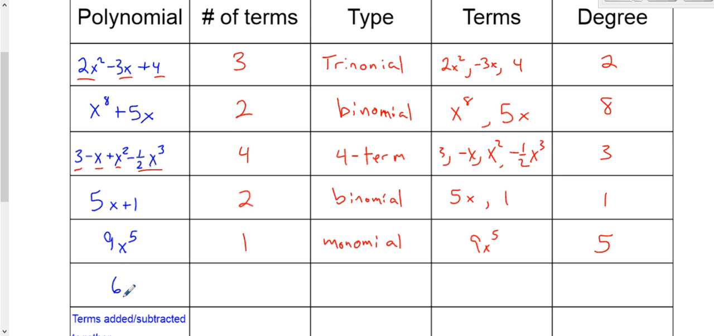The value of 6 is still considered a polynomial. It has 1 term. It, again, is a monomial. The term is 6. The degree, there is no variable here. If you were to put a variable, it would have to have an exponent of 0, because x to the 0 is 1, and 1 times 6 is 6. And so therefore the degree is 0.